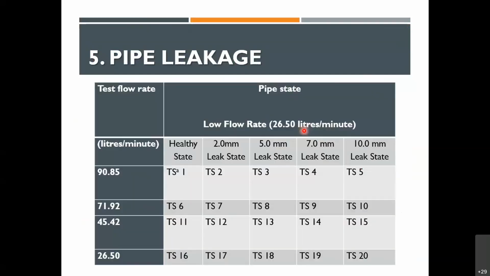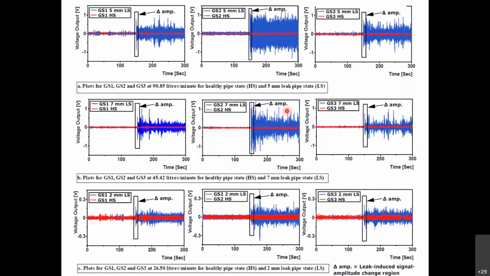If we go through this, we have been through a number of flow rates of the pipes, and for various leak states that we go through. We have carried out an extensive range of experiments, and we have numbered all these pipe states, so 20 types of pipe states, and we have done these tests many, many times for low flow rate, high flow rate, and things like that.